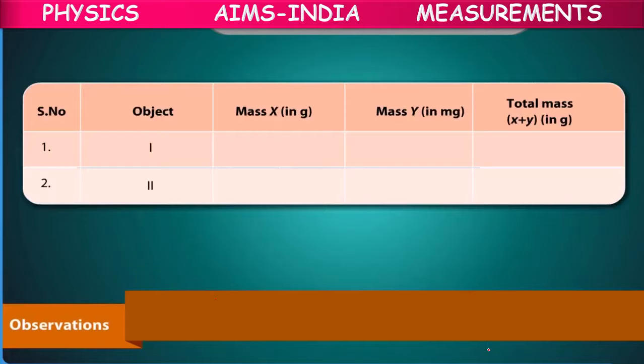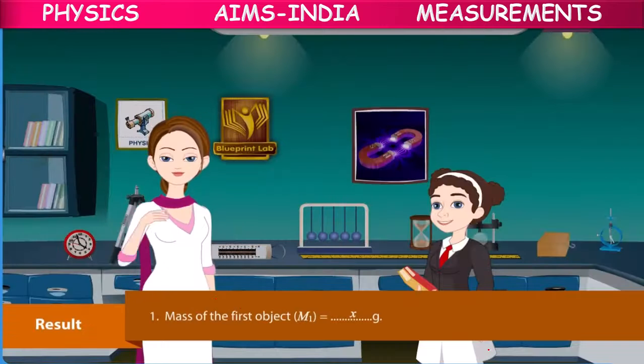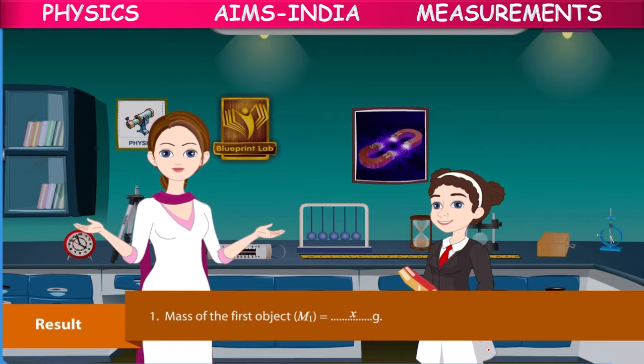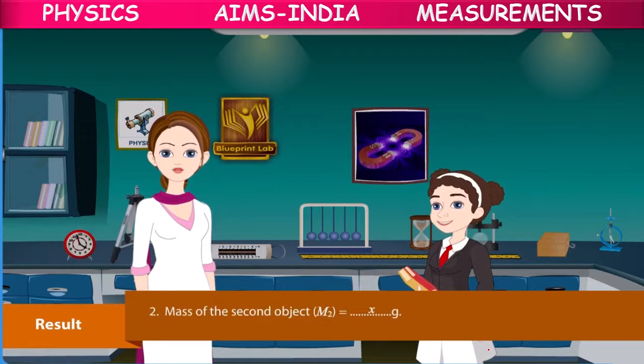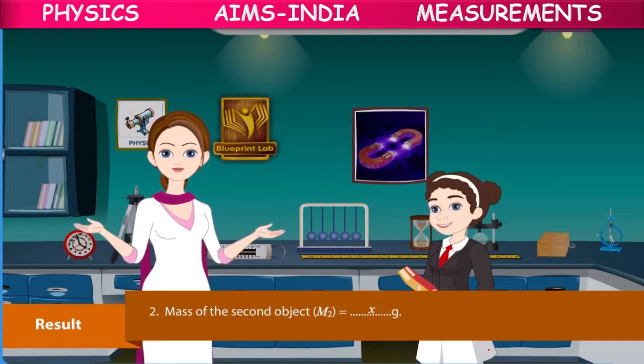Observations: object, mass x in gram, mass y in milligram, total mass x plus y in gram. Result: mass of the first object m1 is equal to x gram. Mass of the second object m2 is equal to x gram.